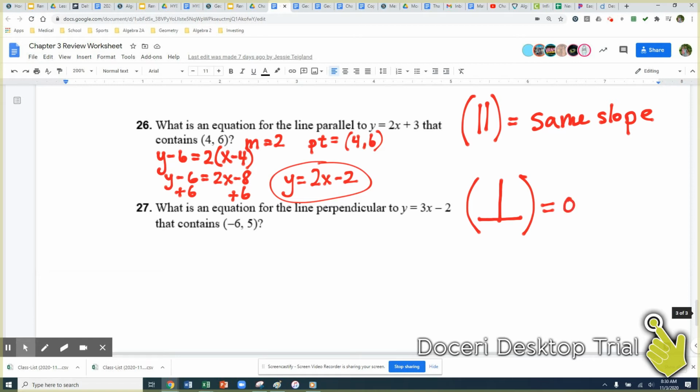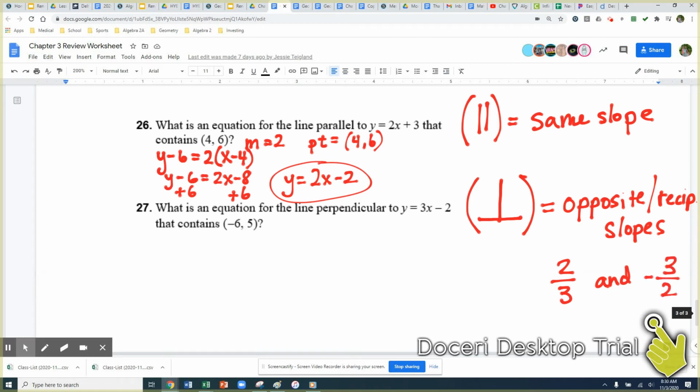Perpendicular slopes are going to be opposite reciprocal. Opposite reciprocal slopes. So for example, if you have a slope of 2/3, the opposite reciprocal means you have to change the sign to negative, and then you also have to flip to the reciprocal. So if we want to make a line perpendicular to 3x minus 2, the slope is 3. That means the perpendicular slope is going to be negative 1/3. And we want it to go through the point (negative 6, 5).